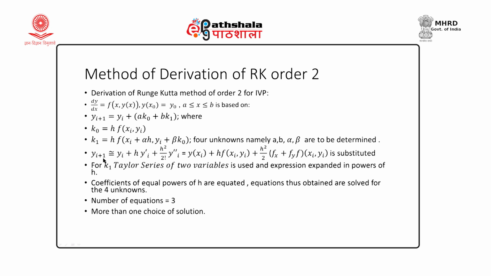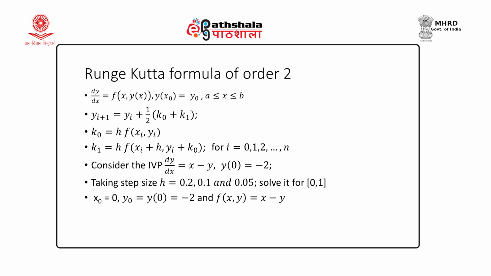The Taylor series of 2 variables is used and it is expanded, and here you substitute these values and equations are formed. The number of equations is less than the number of unknowns, so more than one solution is there. One convenient solution is given by the formula y_(i+1) is y_i plus half of (k_0 plus k_1), where k_0 is h f(x_i, y_i) and k_1 is h f(x_i plus h, y_i plus k_0). So, this is the Runge-Kutta formula of order 2.